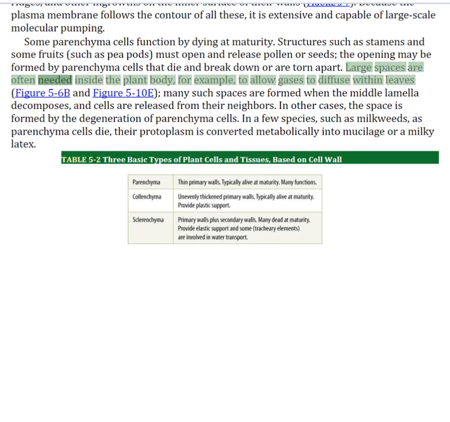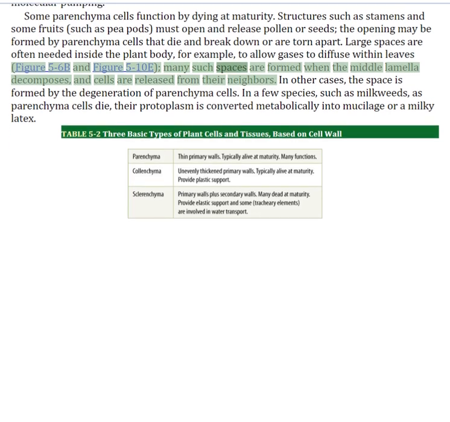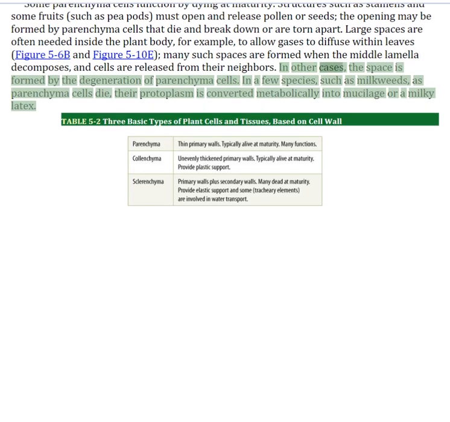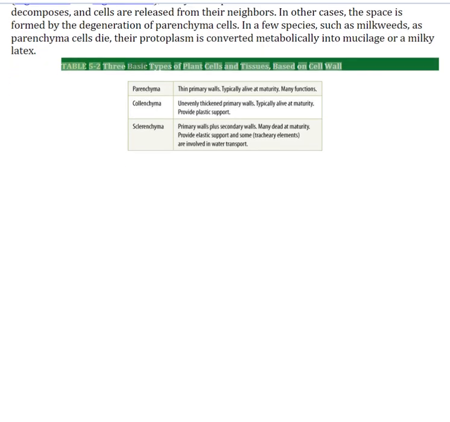Large spaces are often needed inside the plant body, for example, to allow gases to diffuse within leaves. Many such spaces are formed when the middle lamella decomposes and cells are released from their neighbors. In other cases, the space is formed by the degeneration of parenchyma cells. In a few species, such as milkweeds, as parenchyma cells die, their protoplasm is converted metabolically into mucilage or a milky latex.